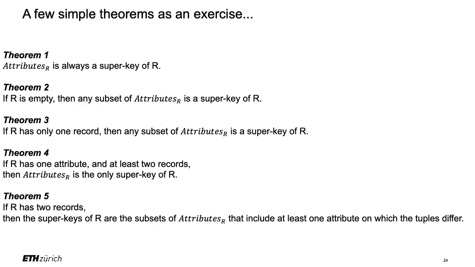Okay. Theorem 5, it's a bit fancier. Now we take a relational table with two records, any number of columns, but two records. Then we can characterize the super keys of R. These are all the subsets of attributes where we have at least one attribute on which the tuples differ. Because you need a difference, right? If I give you some of the values, you need a difference somewhere to tell apart the two tuples, right? If you only give me attributes where it fully matches, then you don't know which one it is. But if it includes at least one attribute on which the tuples differ, then it's a super key.